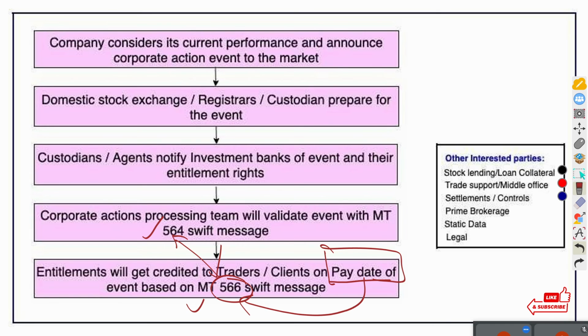From the fund accounting side, the major activity would be to validate the corporate actions. How can you validate it? Check the MT564 and check the MT566. On the ex-date you can check MT564, and on the payment date you can check MT566. For the UK market, there would be CREST, which is a depository for the UK market. They manage all their communication through CREST, where you can refer to their notices, or CREST notices, or maybe a message from Euroclear.